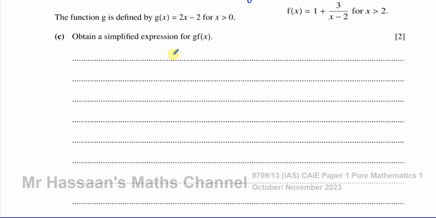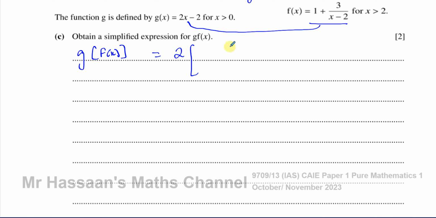So what we simply do is we take the function f and replace the x in function g by it. So g of f of x is the same as doing this. It's taking the function f of x, which is all of this, and replacing the x in here, which is actually not that difficult here because we have 2 times, and then we're going to take what this is, which is 1 plus 3 over x minus 2, and then we've got a minus 2. So it's 2 times f of x minus 2.